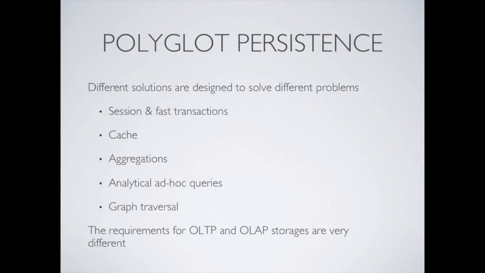Different databases are designed to solve different problems. Using a single database engine for all of the requirements usually leads to non-optimal solutions. Storing transaction data, caching session information, and traversing a graph of users and the products their friends like or bought are essentially different problems. The requirements of analysis-oriented and transaction-oriented systems are very different.